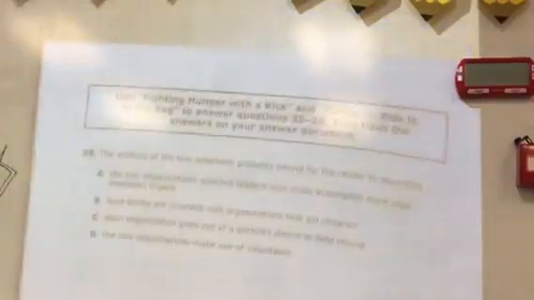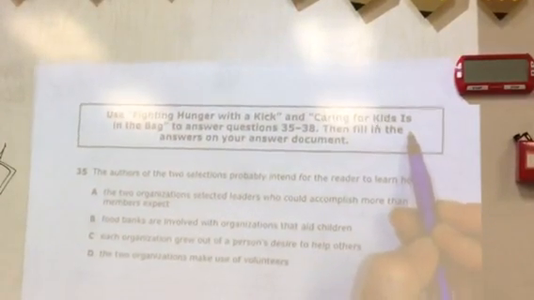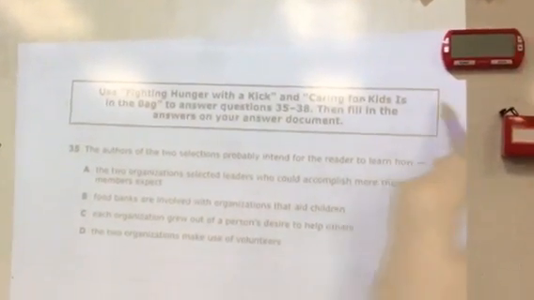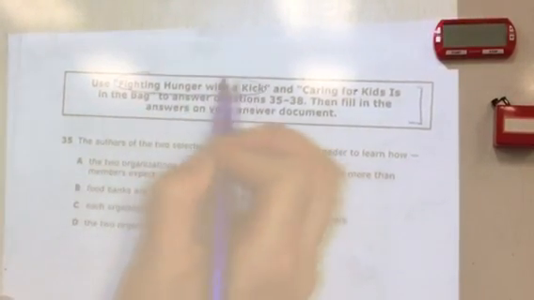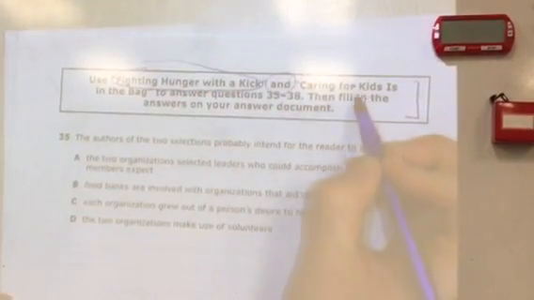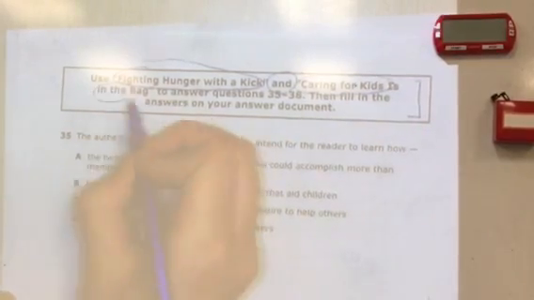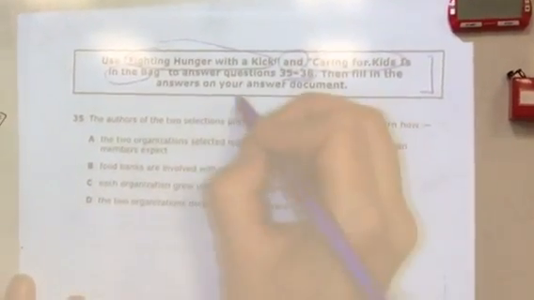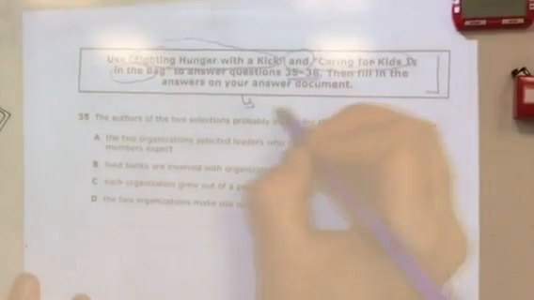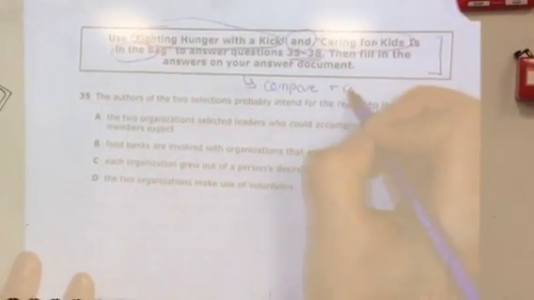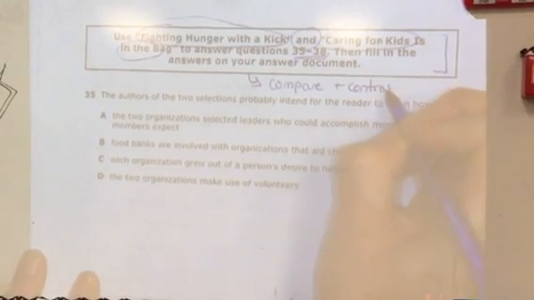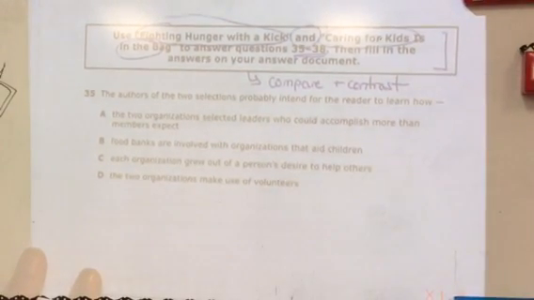So now, using my box to make sure that I'm answering the questions with the right passages, I'm going to look carefully, and it says, use Fighting Hunger with a Kick and Caring for Kids Is in the Bag to answer questions 35 through 38. I'm going to write myself a note here that I need to compare and contrast. That means I need to find similarities and differences.